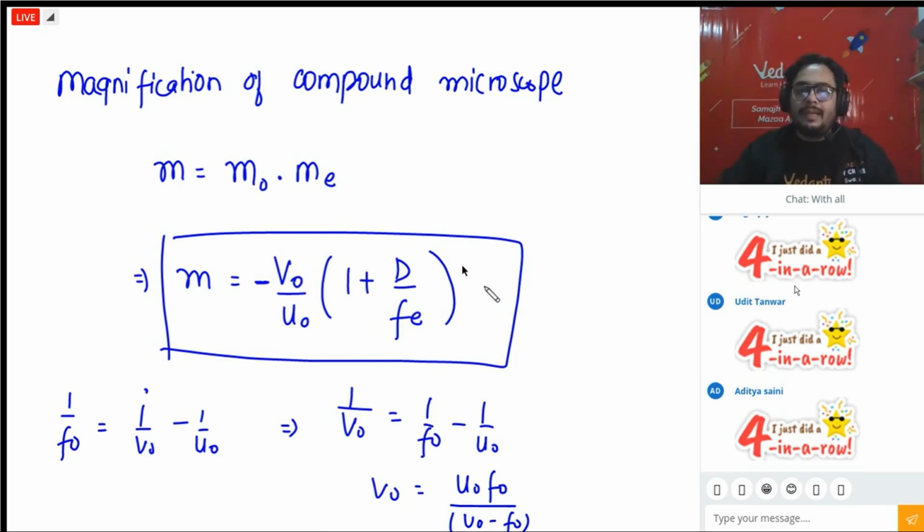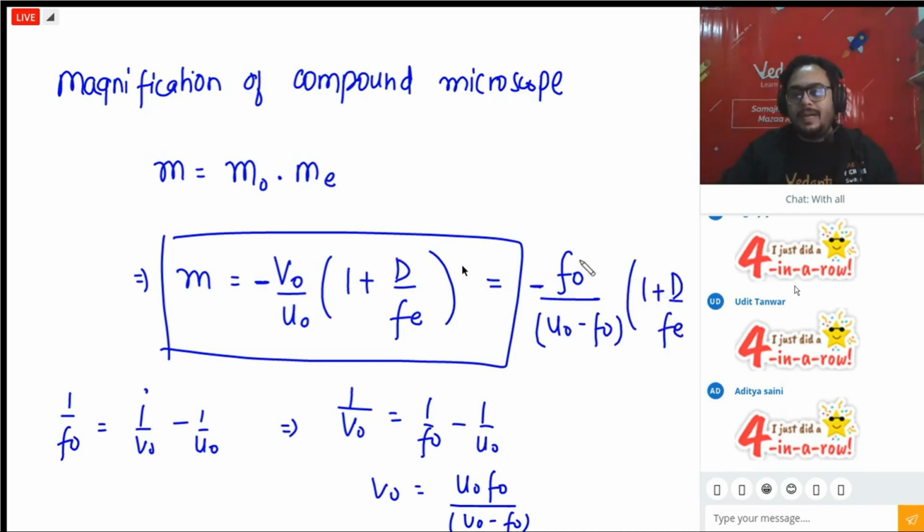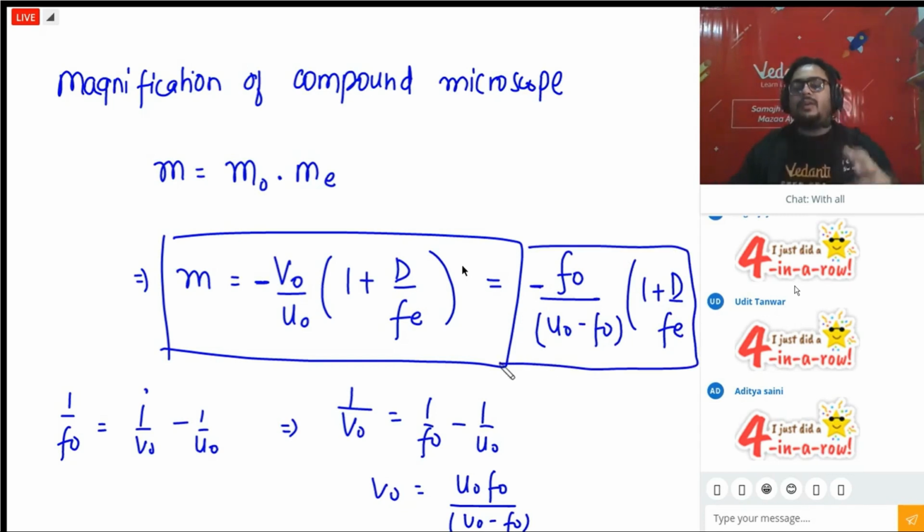UO will get cancelled out, and you will get focal length of objective upon UO minus FO, with a minus sign, into 1 plus D by Fe. A very bad formula is coming, but that is it. That is what you have to remember. Basically, I am using lens formula only. For every lens, I am using the lens formula only. That is it.